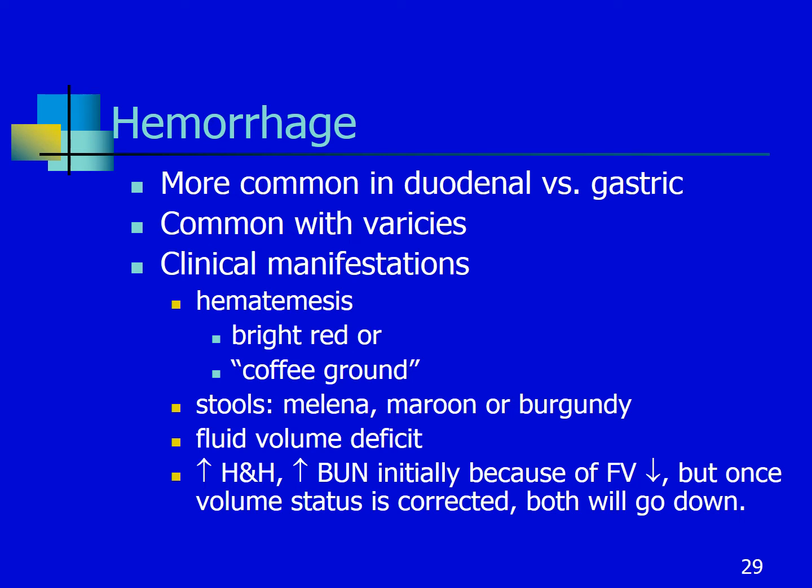All right, because there's deficit in fluid volume, you will see H&H looks like it's hemoconcentrated, so increase H&H. Okay, increase BUN initially because the fluid volume is down, right? Because BUN by itself can tell you dehydration, right? But once the volume status is corrected, both of them will go down. It makes sense, right? Because now it's not as concentrated. So position and safety is really important for these guys.